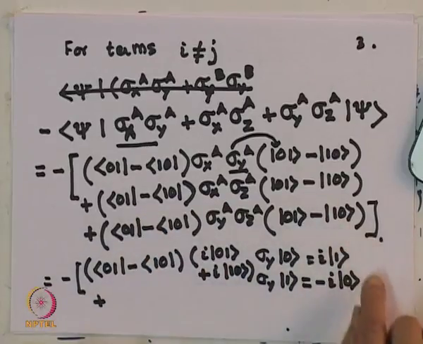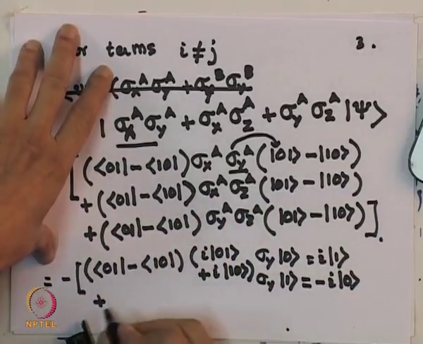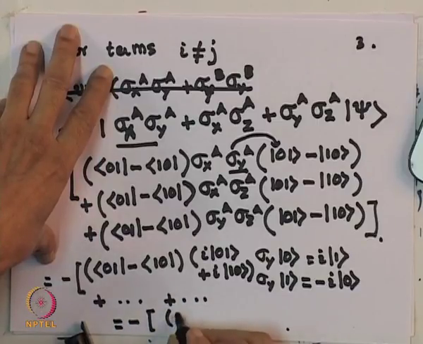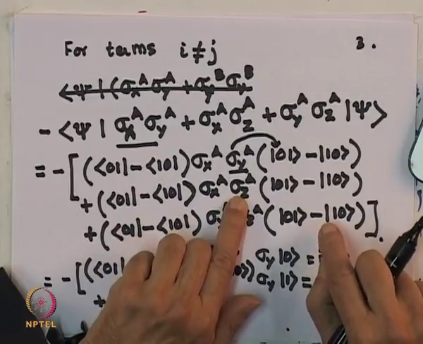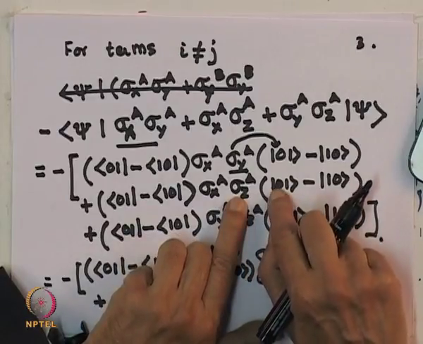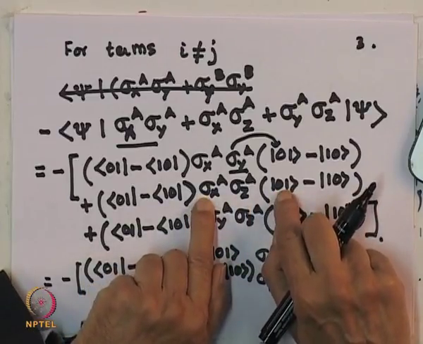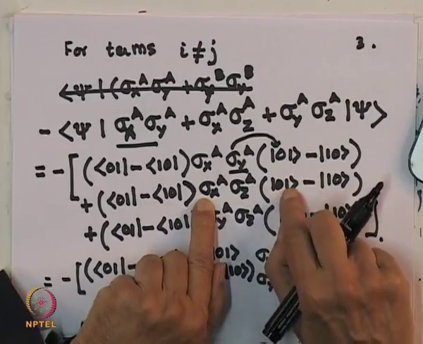Now these states are much more straightforward. In this case, I will write down the second and the third term earlier. So this term, as we have seen, is I minus I, so that's equal to 0. Now if you look at this term, sigma z acting on 0 does nothing to it, but sigma x acting on 0 after that changes the 0 to 1. So instead of 0 1, I will have a 1 1.